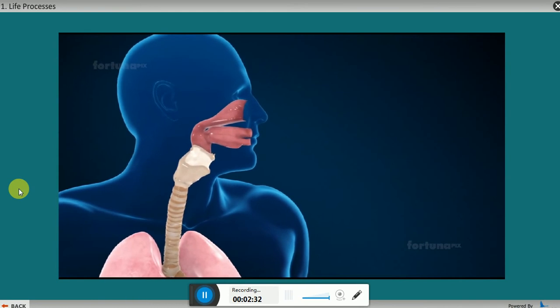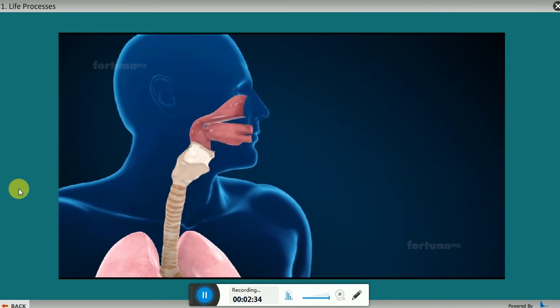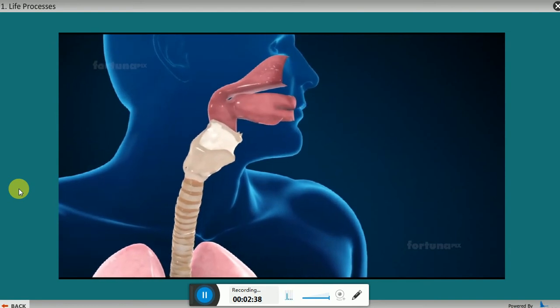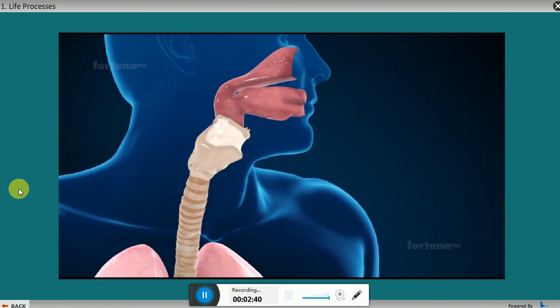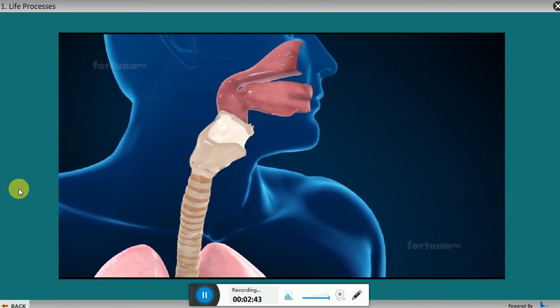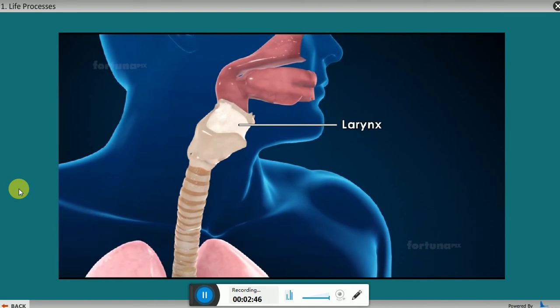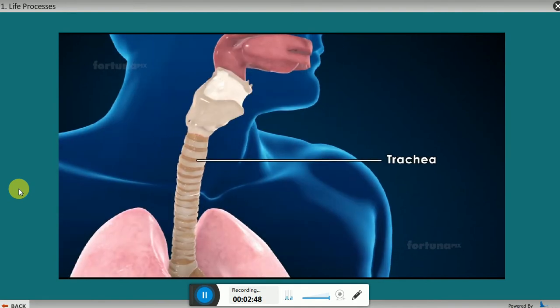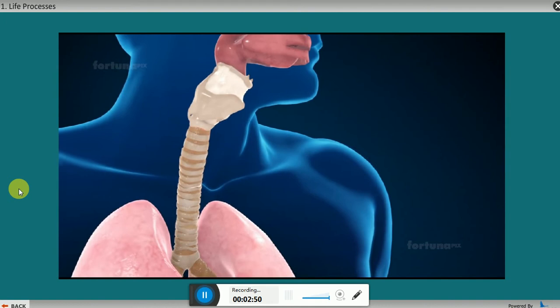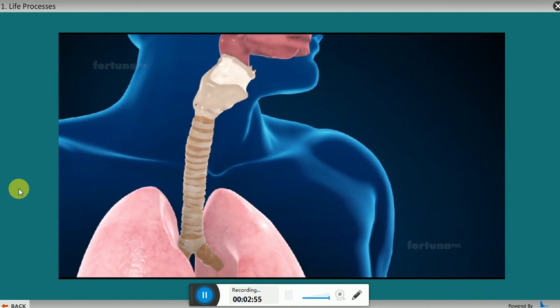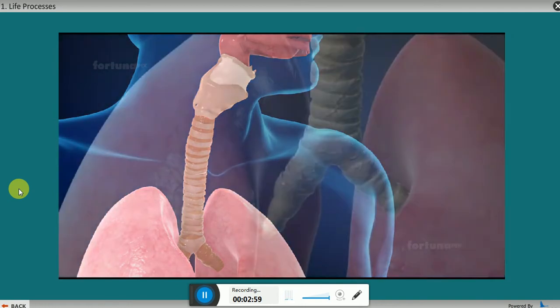The pharynx is a common passageway for both air and food. Connecting the pharynx to the trachea is the larynx, more commonly known as the sound box. The trachea is a tubular structure that extends downward into the thoracic cavity. It splits into right and left bronchi.